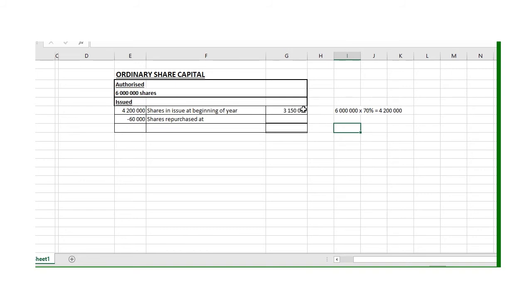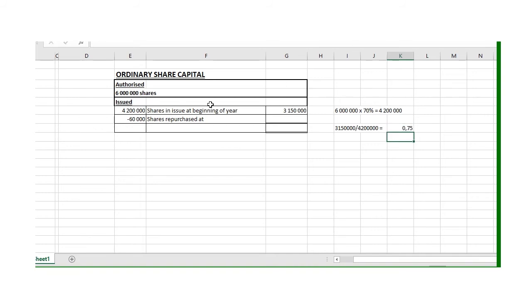To do that, I go to whatever shares I have at this stage, which is 4.2 million, and the value. Work out a value per share. I must take the total value divided by the total number of shares. So it is 3,150,000 divided by 4,200,000. And that will give me the value per share at this stage. So it's 3,150,000 divided by 4,200,000, and that gives me 0.75.